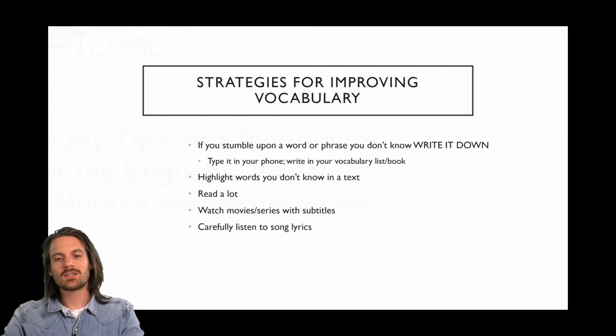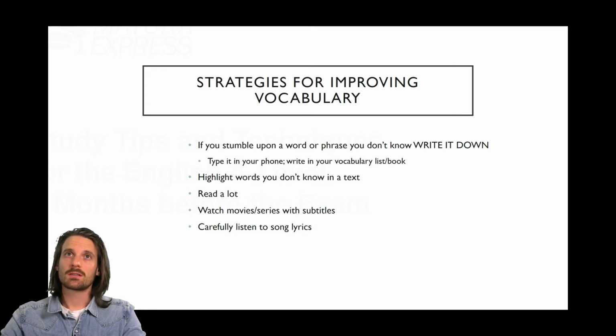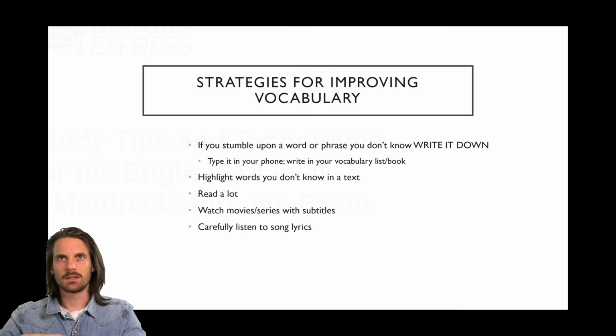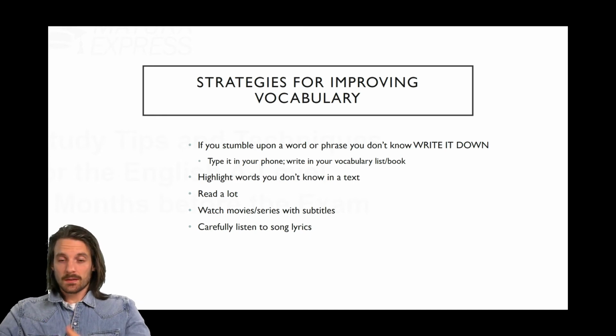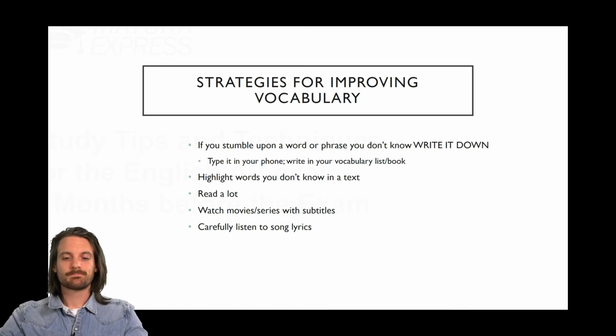So, strategies for improving vocabulary. Basically, I think you know it, the famous vocabulary list. That's very important. Or use an app or something. Write it down if you read something. Don't stumble over it and forget it. Type it in your phone, as I've already mentioned, with an app or just your notepad. Physical list or whatever you want.